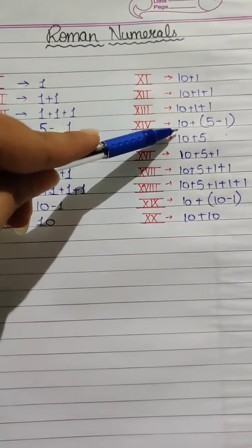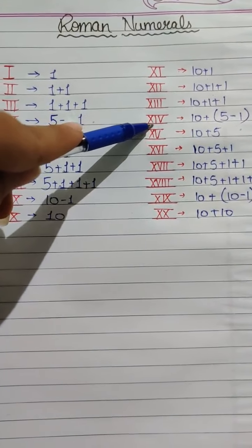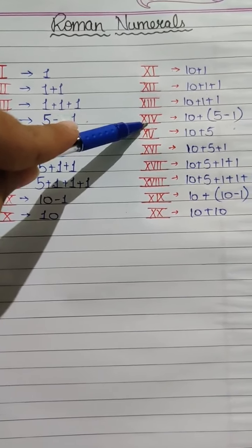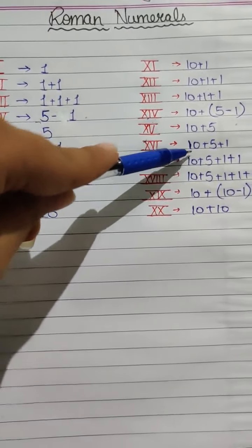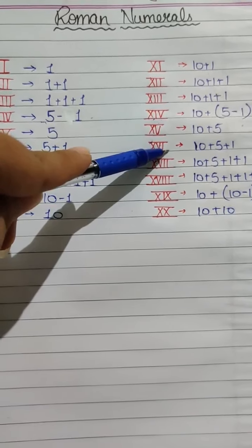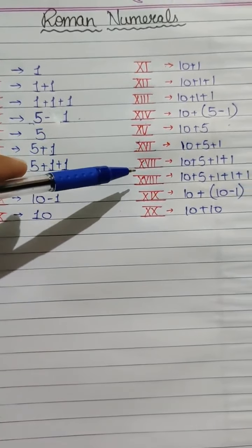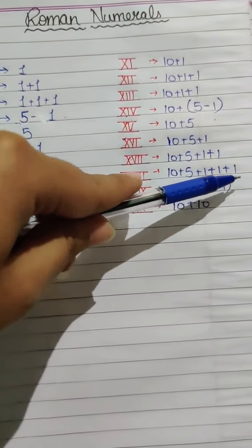So here also you'll write 5 - 1. So 1 will be before the symbol of 5. Okay. Then 15. Then 16 is 10 + 5 + 1. Plus means after the sign of 5 we'll put one stick. Okay. Then 17. Then 18, 10 + 5 + 1 + 1 + 1.